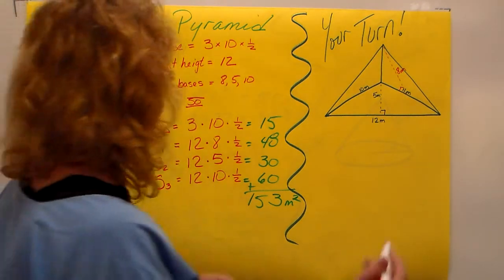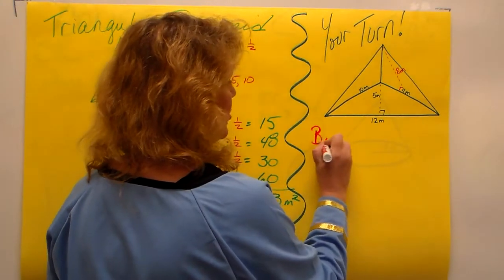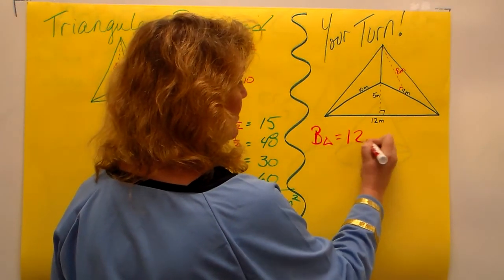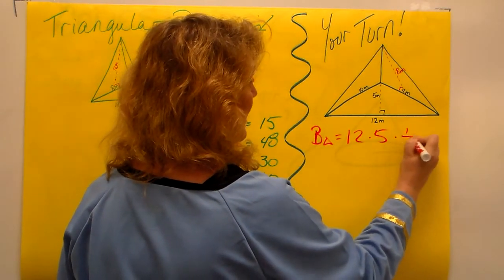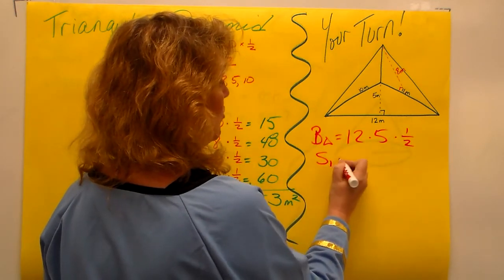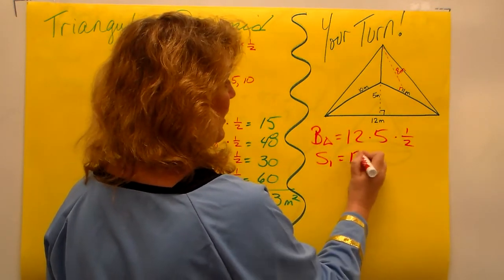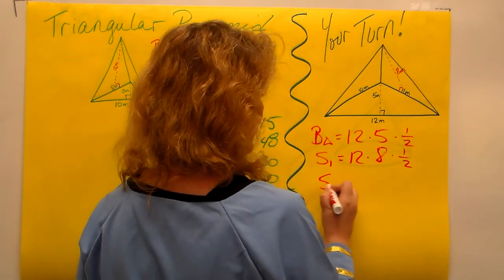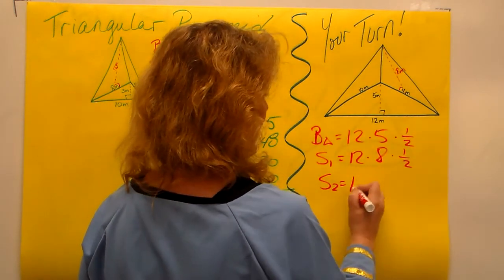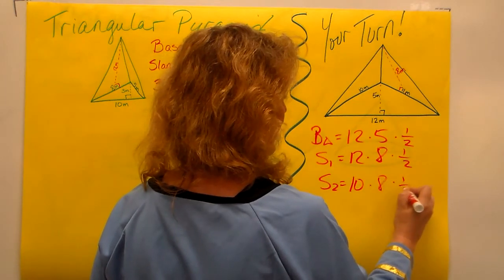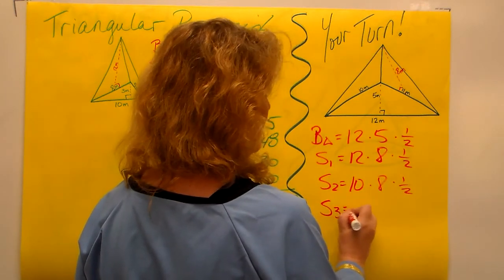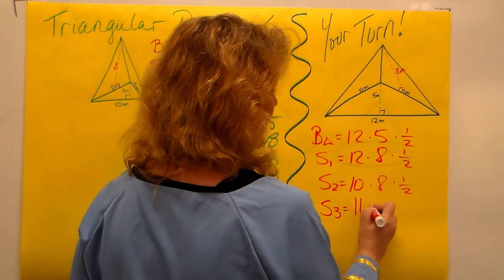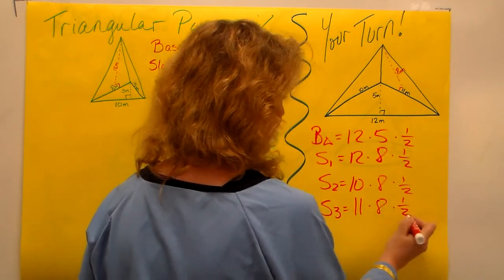All right, so our base triangle is going to be 12 times 5 times 1/2. Our side 1 is going to be 12 times 8 times 1/2. Our side 2 is going to be 10 times 8 times 1/2. And our side 3 is going to be 11 times 8 times 1/2. All right.